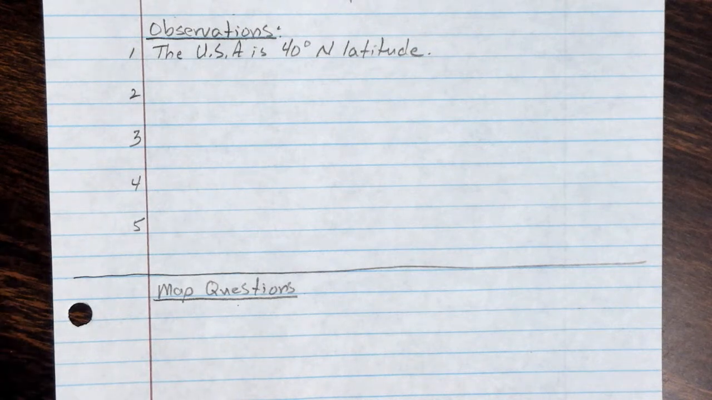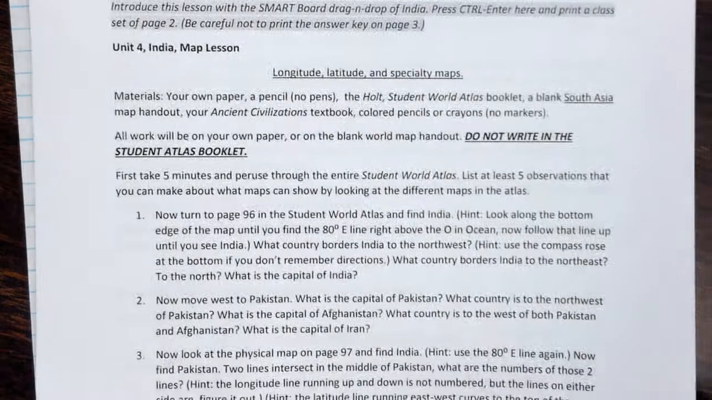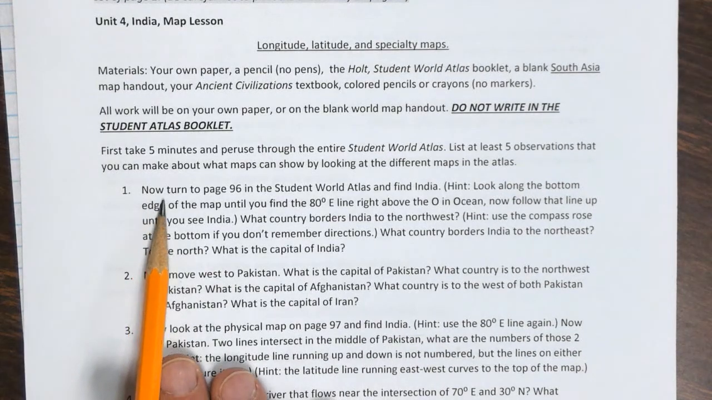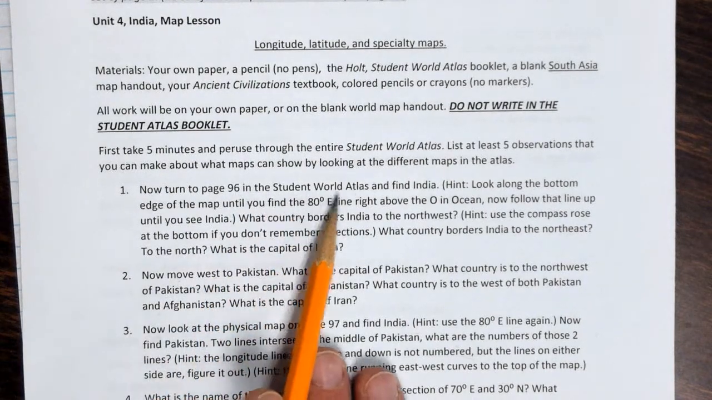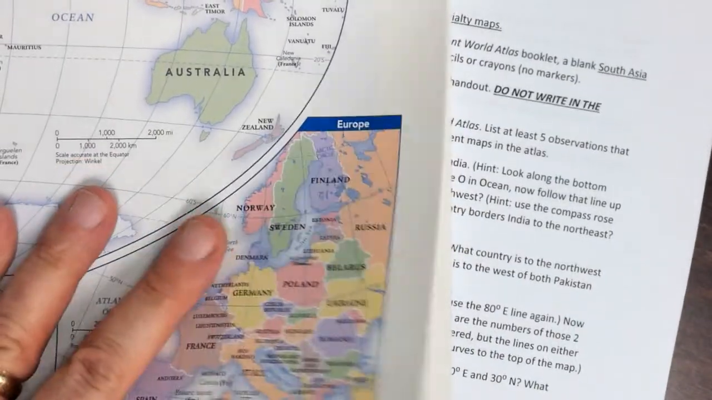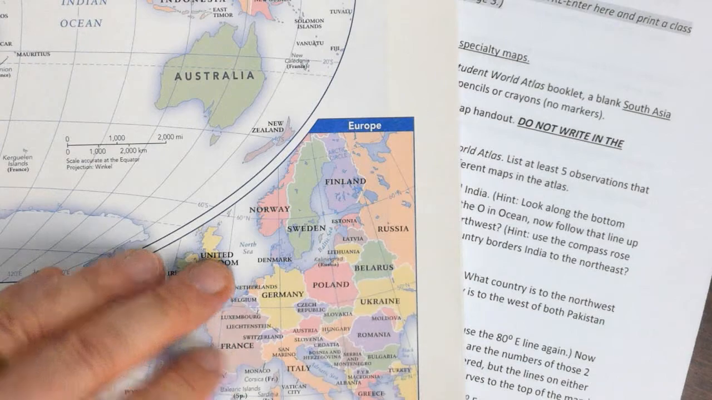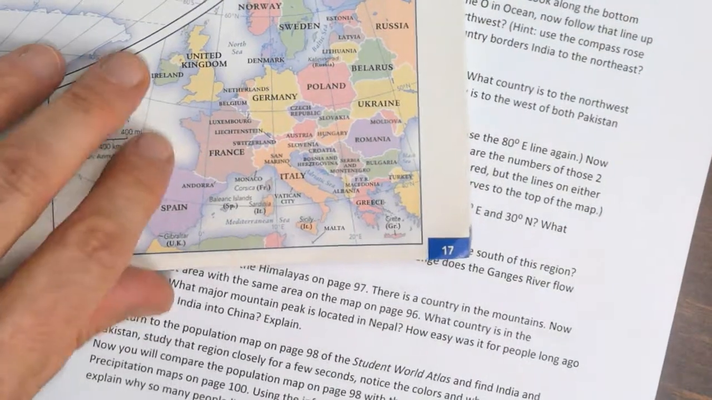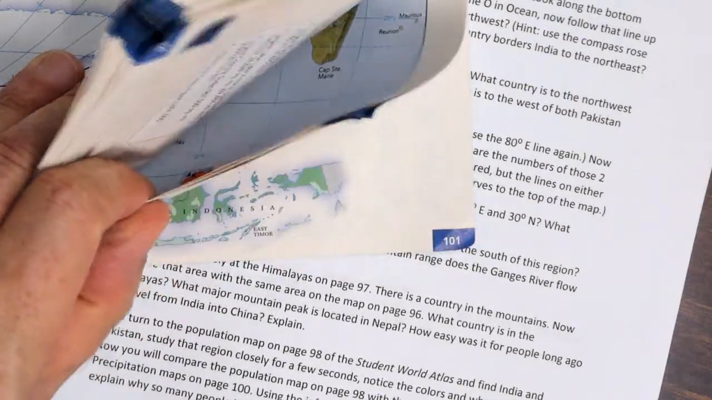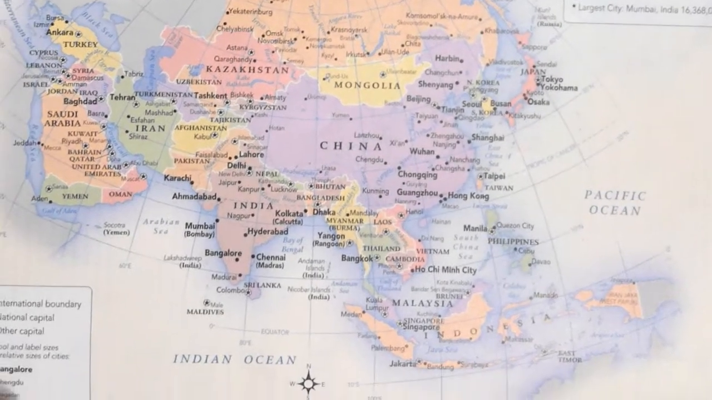Okay? Now, let's take a look at our activity sheet. So the first thing we're going to do, as it says, is now turn to page 96 in the Student World Atlas and find India. Okay, well, I'm going to go to page 96. See, down at the bottom. Looking for 96, 91, there we go, 96. There's page 96.